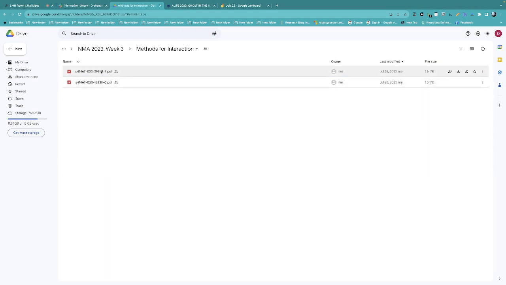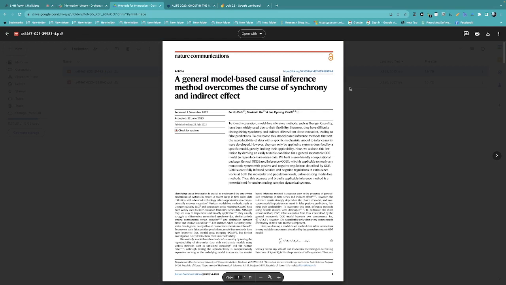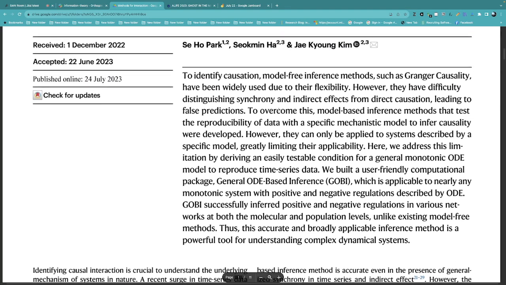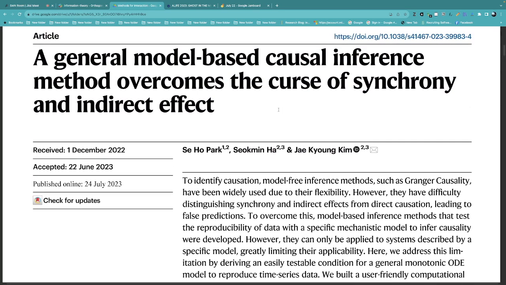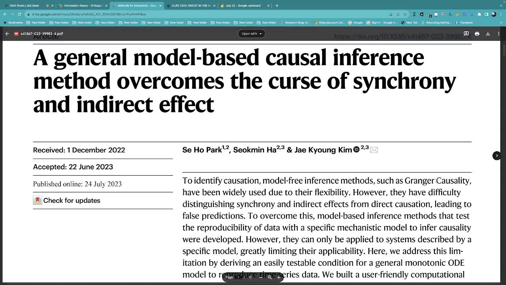Then there are methods for interaction. These papers deal with a general model-based causal inference method that overcomes the curse of synchrony and indirect effect. So this paper deals with synchrony and indirect effects and some aspects of circular causality. There's this technique in brain neuroimaging, largely applied to neuroimaging, called Granger causality, where you have two time series and a lag is introduced.